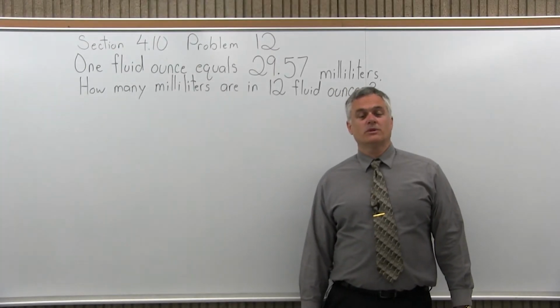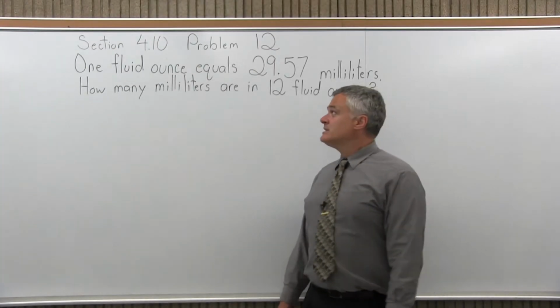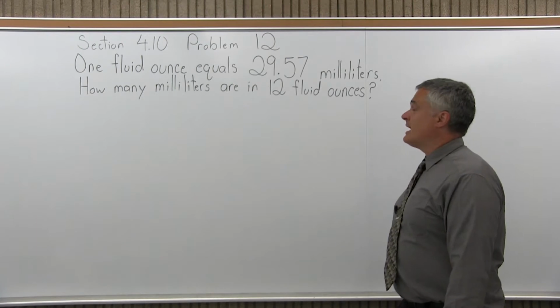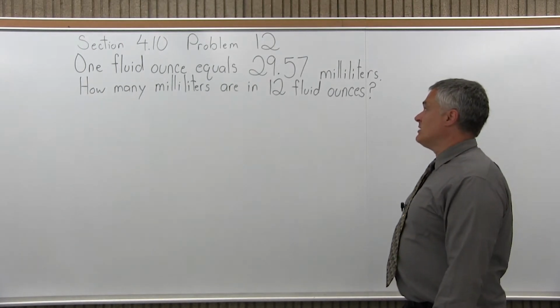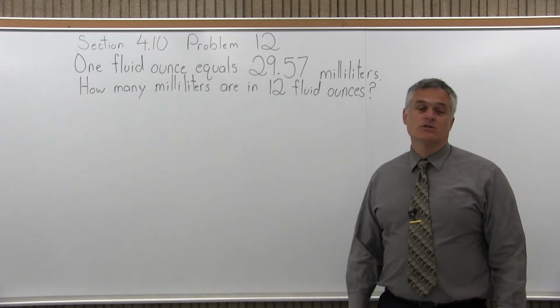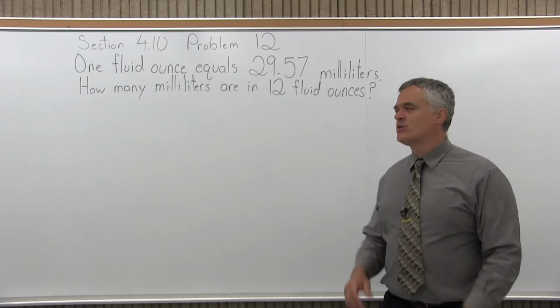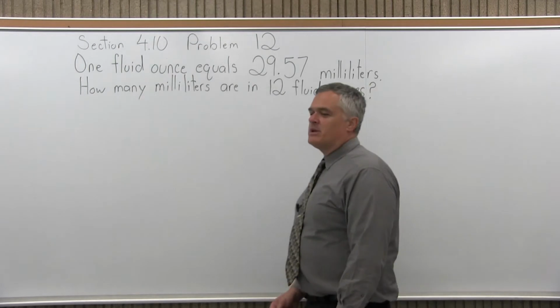This is Section 4.10, Problem 12. It says 1 fluid ounce equals 29.57 milliliters. How many milliliters are in 12 fluid ounces? So 12 fluid ounces is like a standard size soda can. What would that be in milliliters?